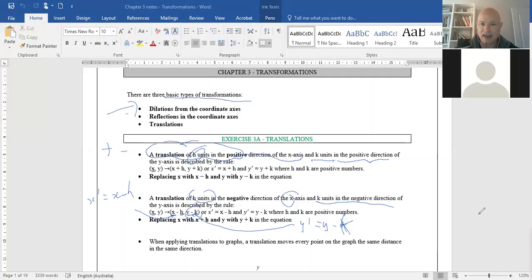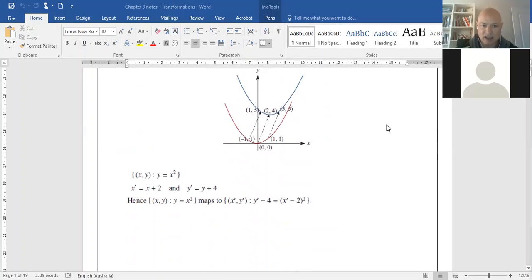So let's do an example. Just showing you the same distance moved. This one is mapping: x gets added 2 and y gets added 4. So 0, 0 will go to 2 and then up 4. Negative 1, 1 will go across to 1, because we add 2 to the x and 4 to the y, so it becomes 1, 5. The 1, 1: add 2 to the x becomes 3, add 4 to the y becomes 5. And we get our new rule. But I'm going to show you how to do these, so don't stress out.